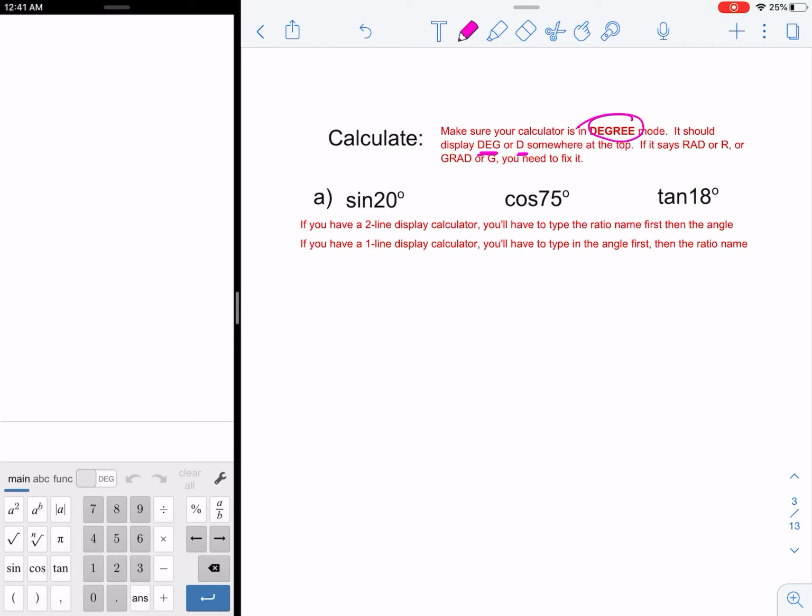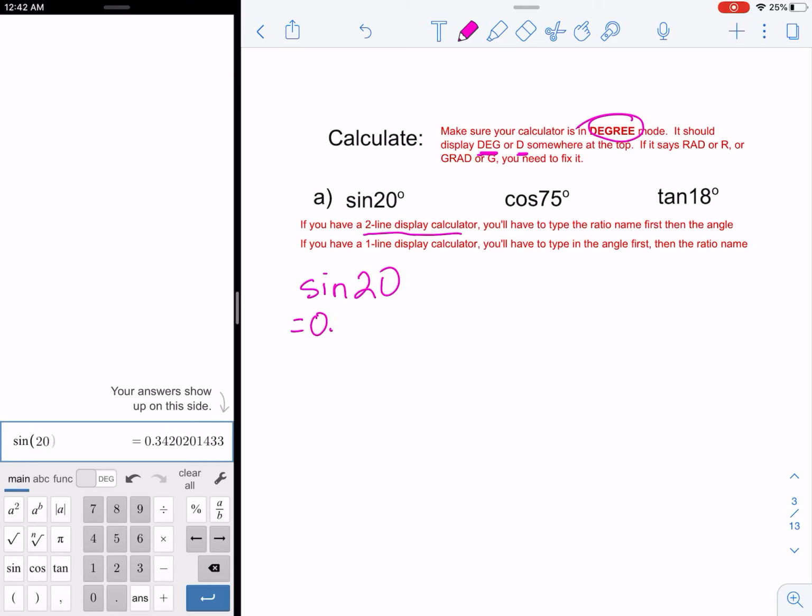So how do you do this? Well, if you have a two-line display calculator, which many of you have, you can type the sine key, and then you're going to type in the number 20, and then you're going to hit equals. I'm going to do it over my calculator over here. I've got sine, and then I'm going to type in 20, and it tells me what my answer is. I don't have to hit equals, but you will. So that equals 0.3420, rounded to 4 decimal places. Generally, we try to round to 4 decimal places for the ratios.